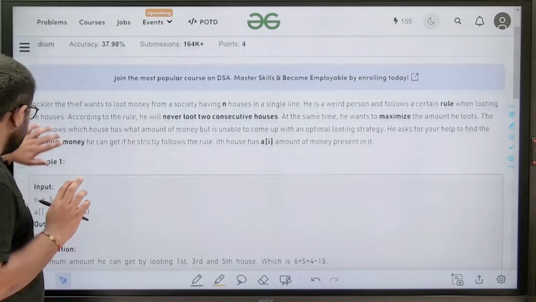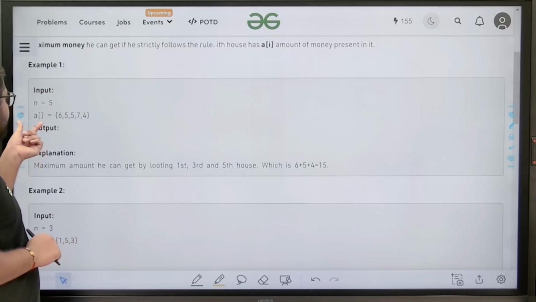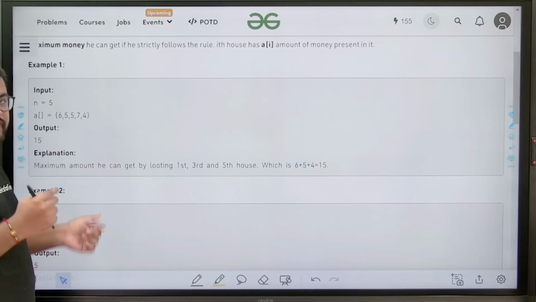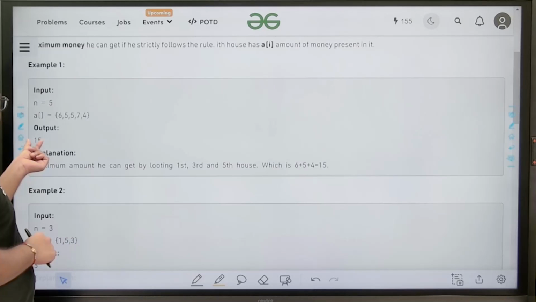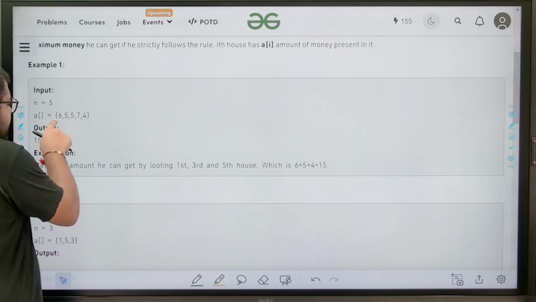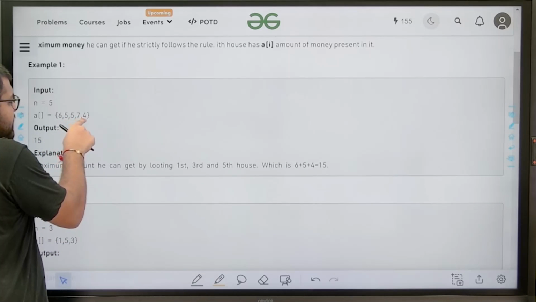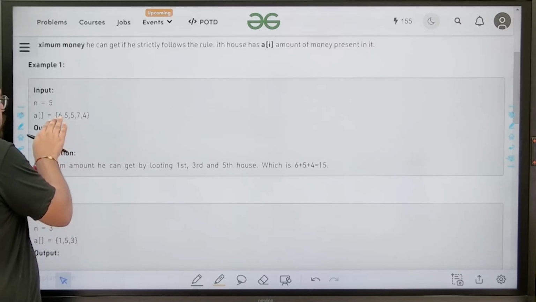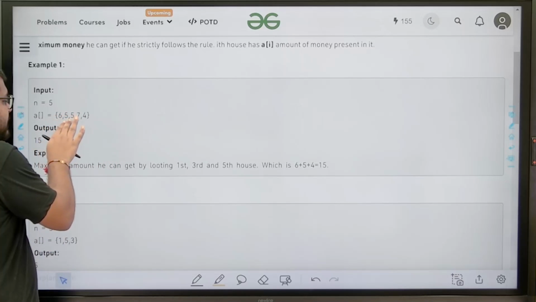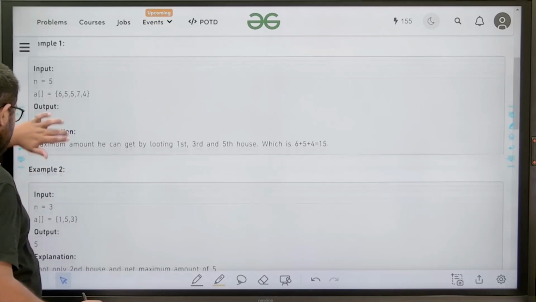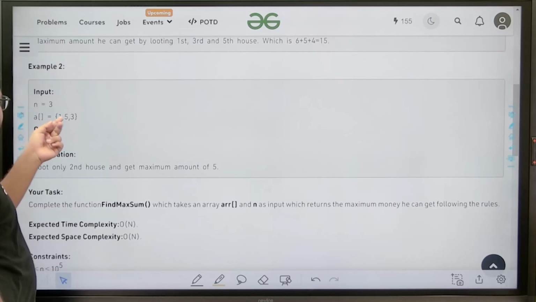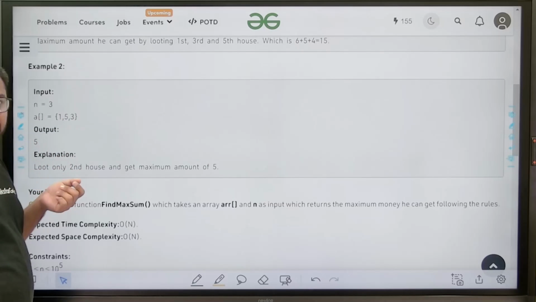So if we look at the example, suppose n equals 5 and the array has 6, 5, 5, 7, 4, which represents the amount of money in each house, then the maximum which he can loot is 15. How? He can take 6, he can take 5, and he can take 4, the middle 5. These are not consecutive, and 6 plus 5 is 11 and plus 4 is 15, and that is how we will get the maximum amount of loot. If we look at the second example, he can loot the middle house which has the value 5 and he will get the maximum amount of money.